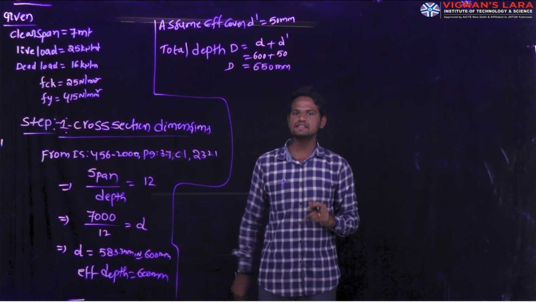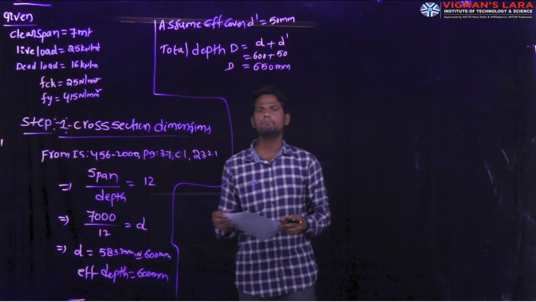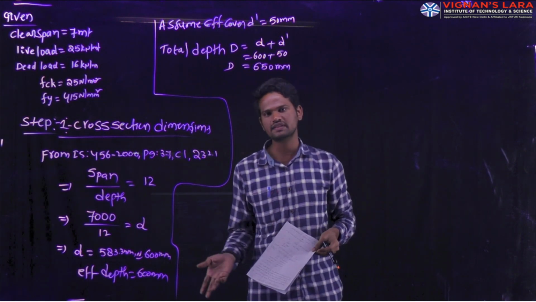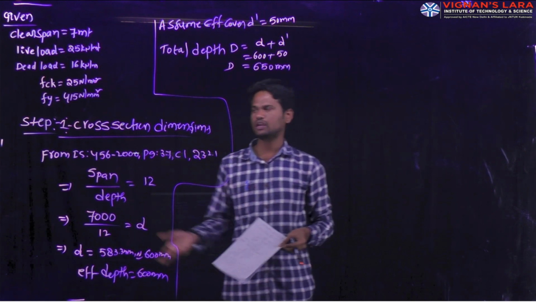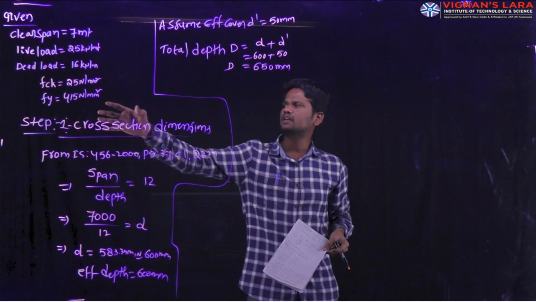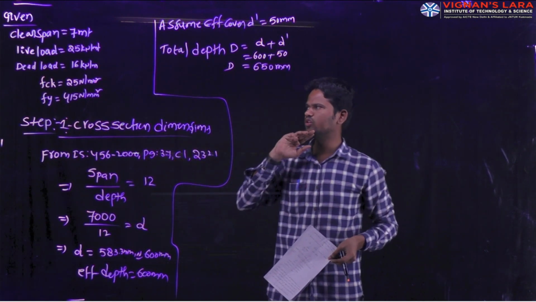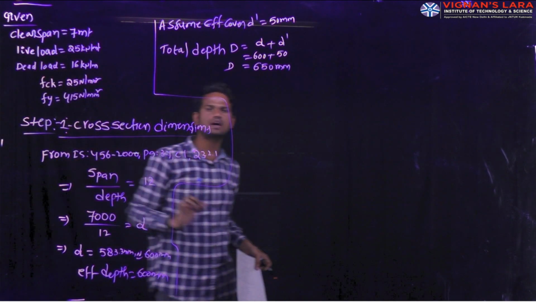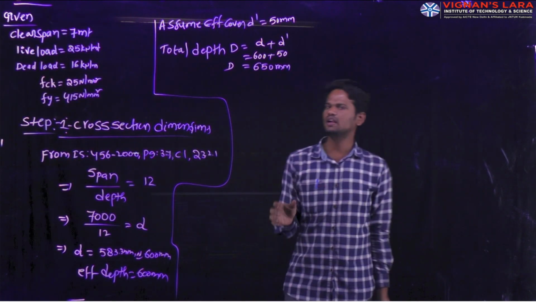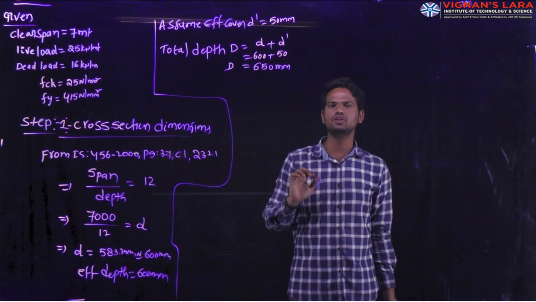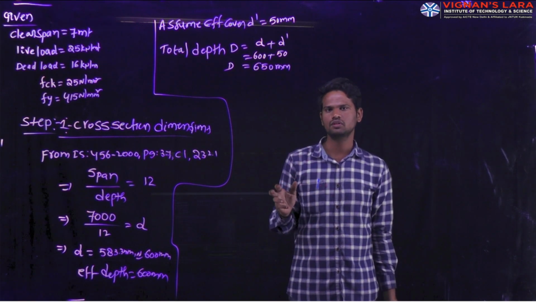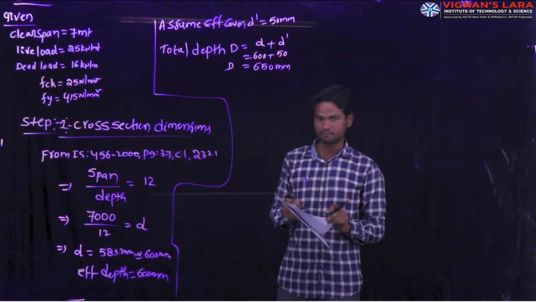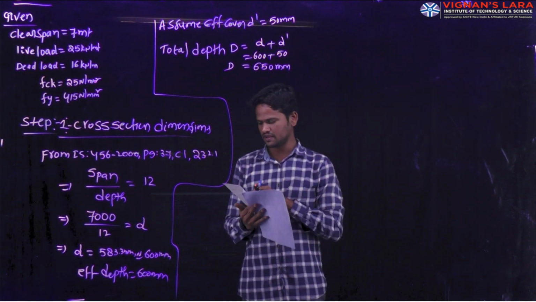Next step is the effective span of the beam. The effective span of the beam, again we take from IS 456:2000. If you observe, in some conditions, instead of the clear span, they directly give the effective span in the problem itself. In those conditions, you need not calculate the effective span of the beam.